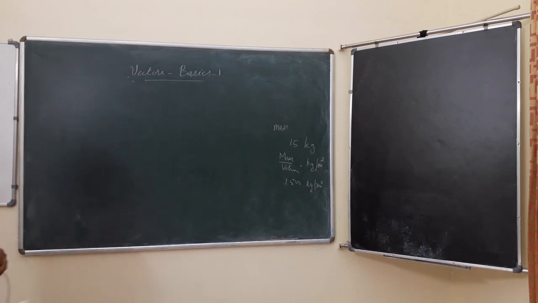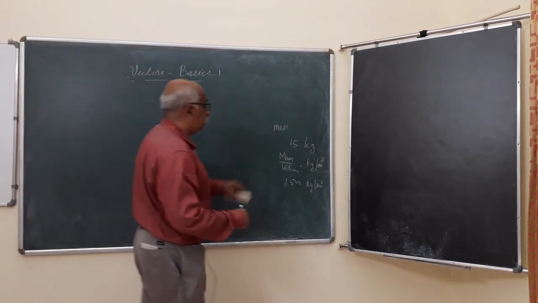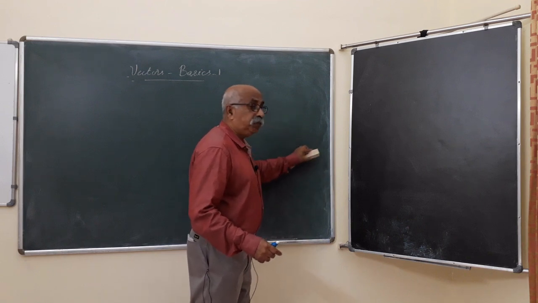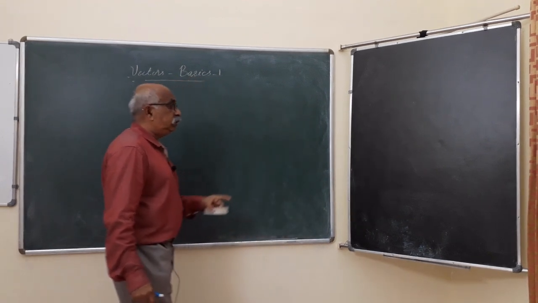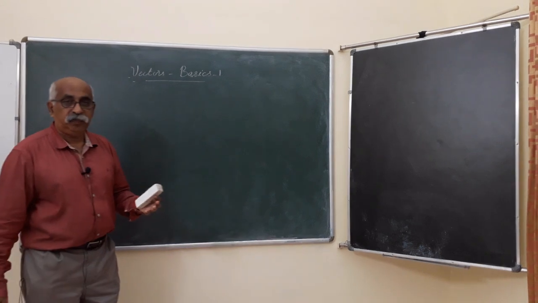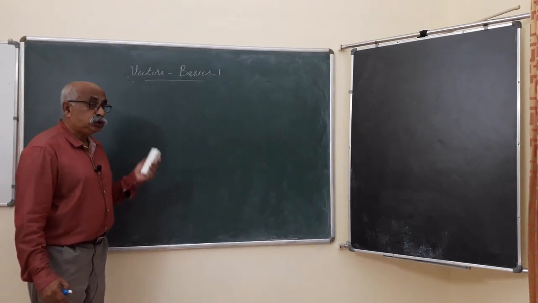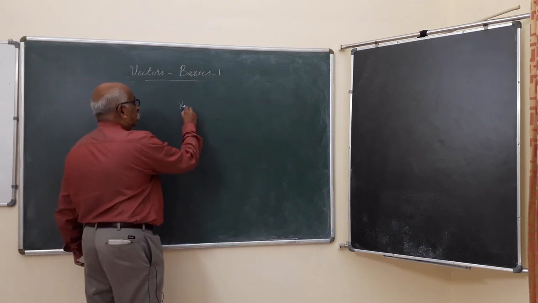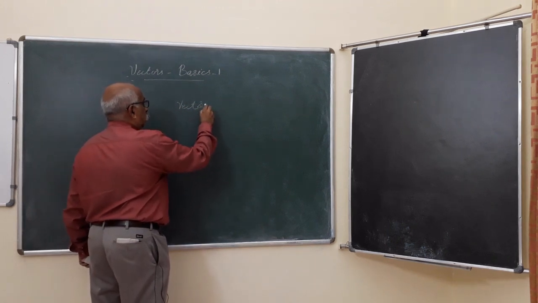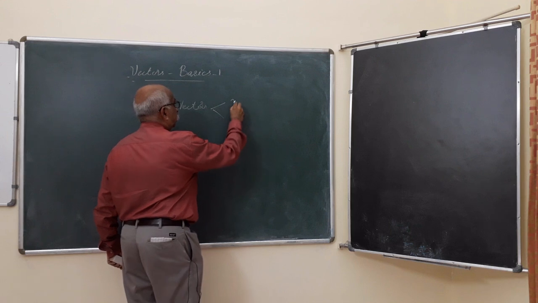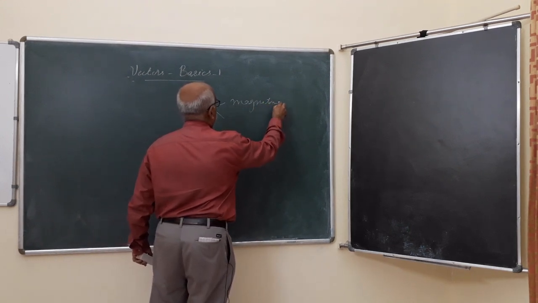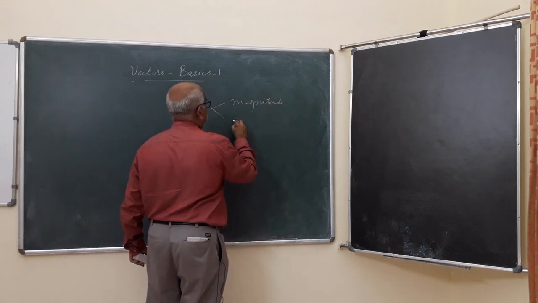But there are certain physical quantities in which, in addition to this number representing the magnitude and the unit, we need to specify its direction. Such quantities are called vectors. Vectors require both magnitude and direction.